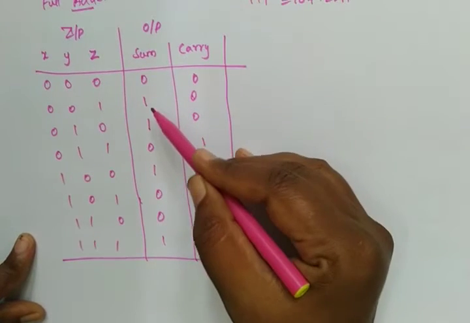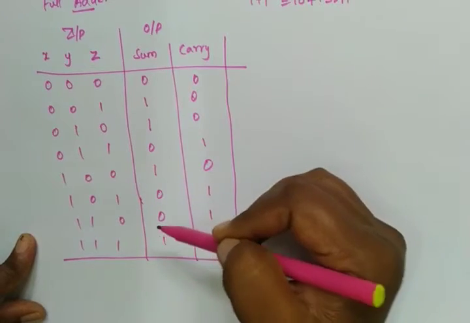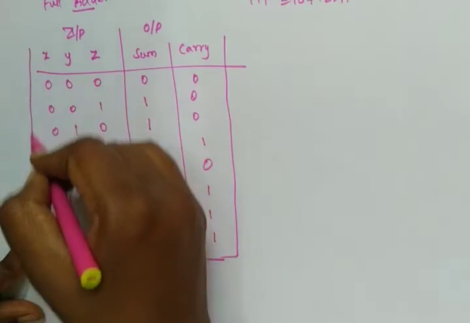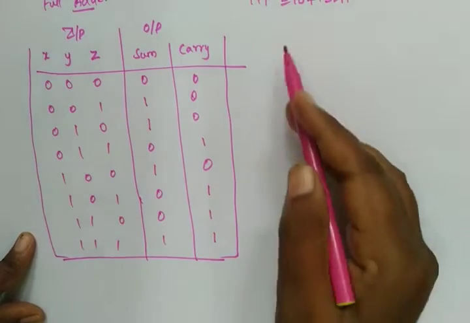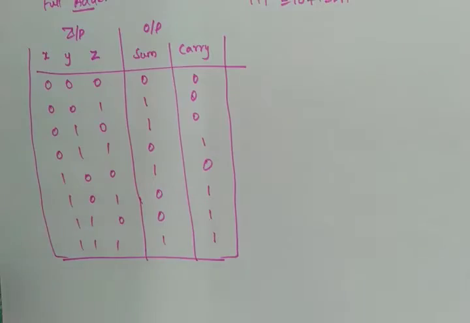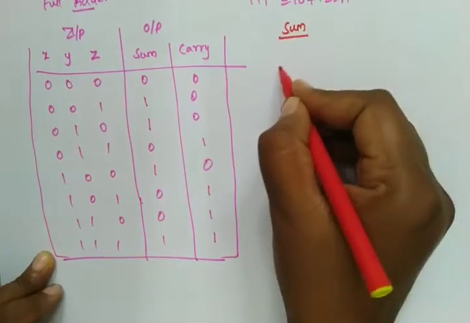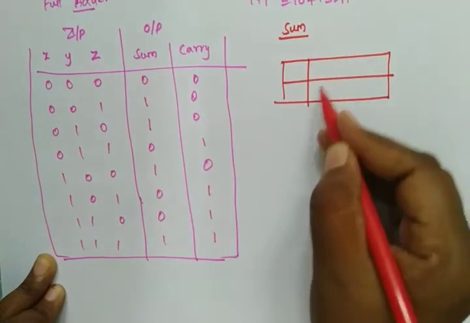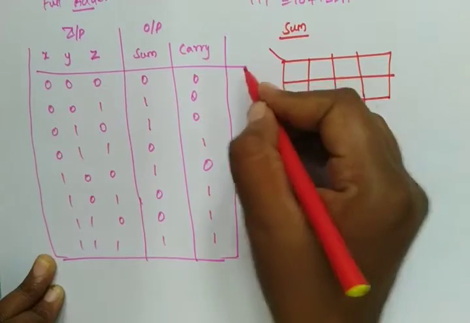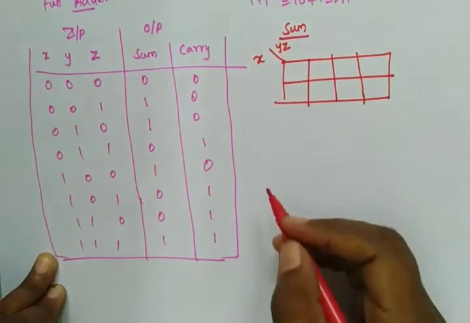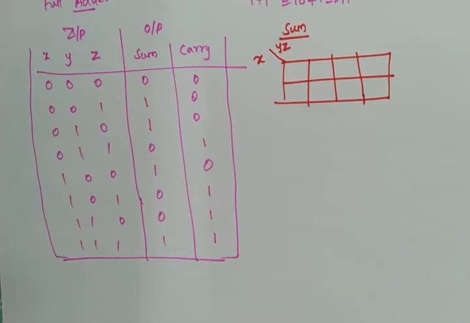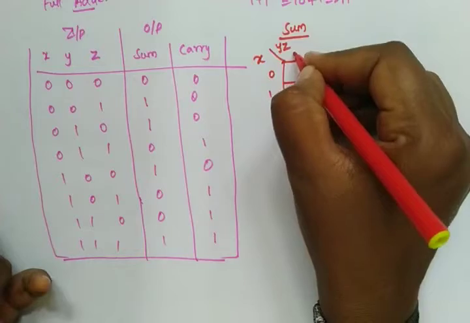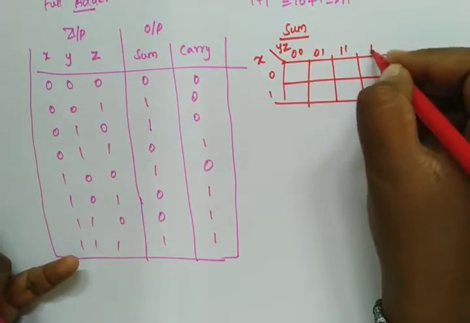Next, check: 0, 1, 1, 0, 1, 0, 0, 1 is our sum and carry is 0, 0, 0, 1, 0, 1, 1. Now what we have to do is solve by using the K-map. Draw the K-map for sum. Here we have 3 bits, so draw the 3-bit K-map. I already said how to draw a K-map. So here we have X, Y, Z. Represent 0, 1, 0, 0, 0, 1, 1, 1, 1, 0.